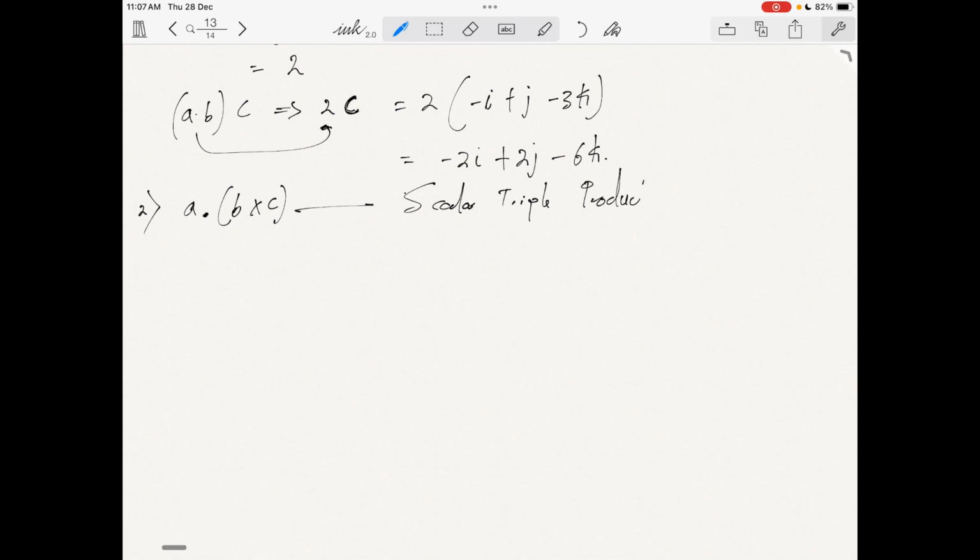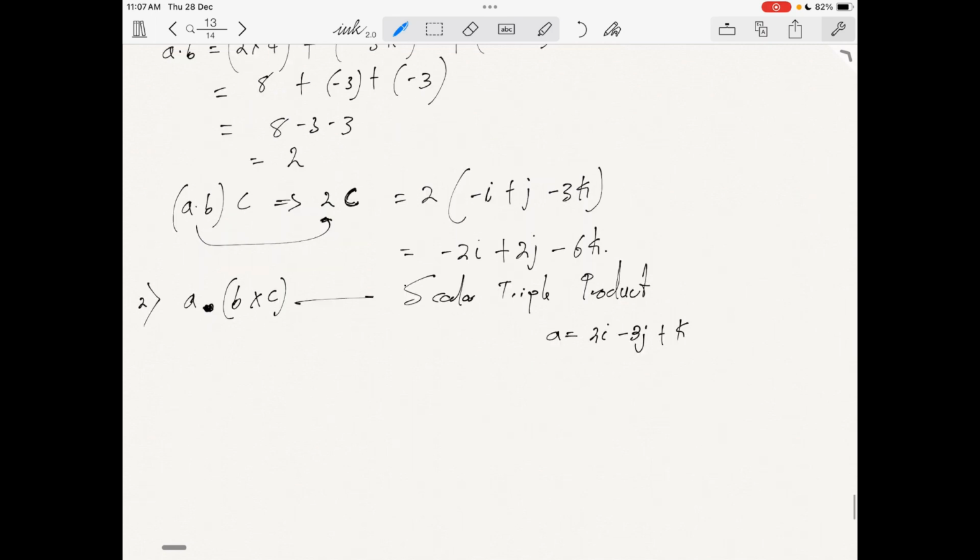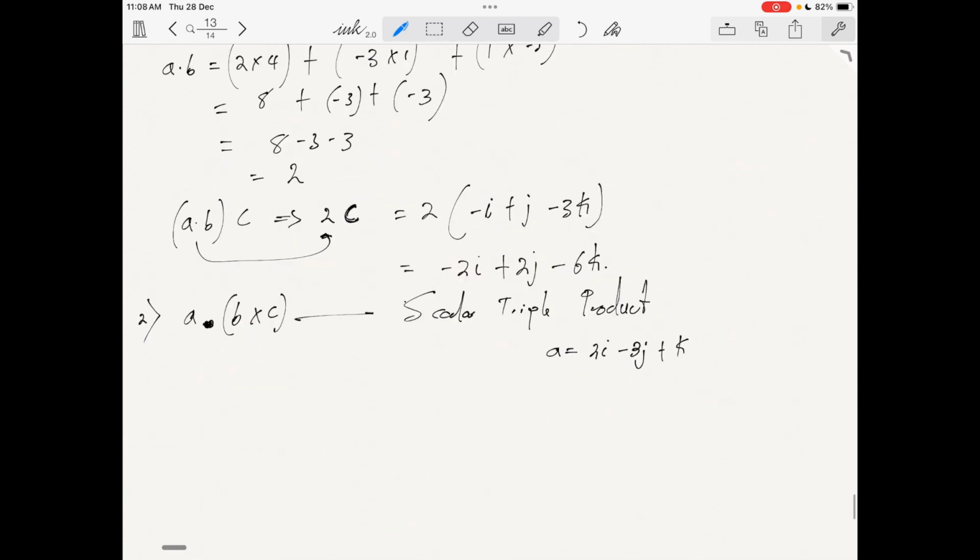And in scalar triple product, like we did before, we solve what is in the bracket first before we have a dot product with C. Okay, so let's write out our vectors again. A is equal to 2i minus 3j plus k, and B is equal to 4i plus j minus 3k, and C is equal to minus i plus j minus 3k.